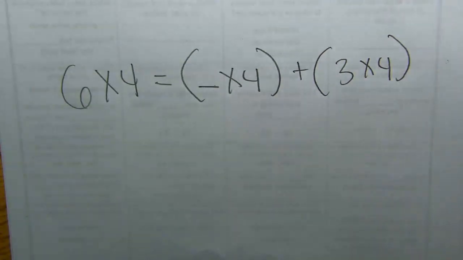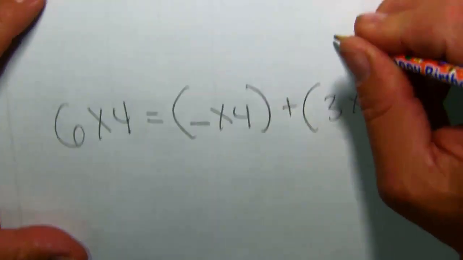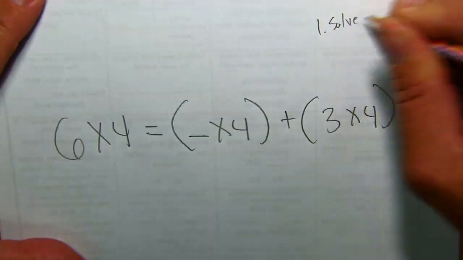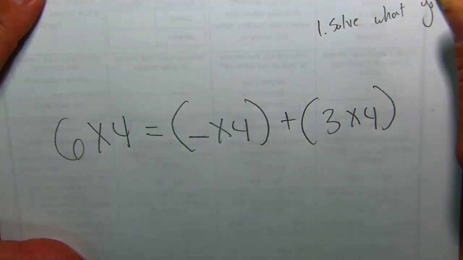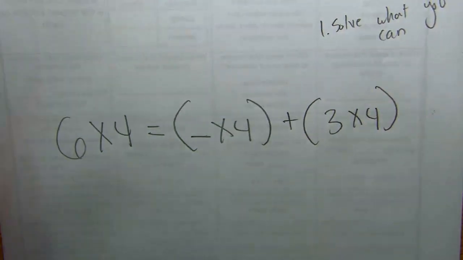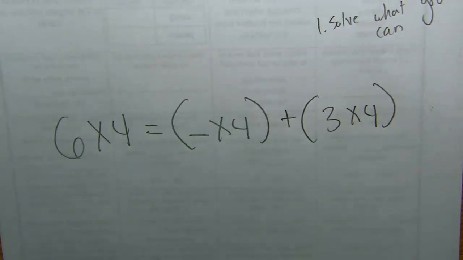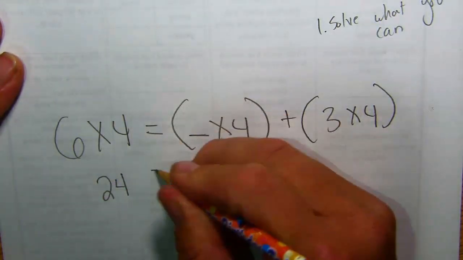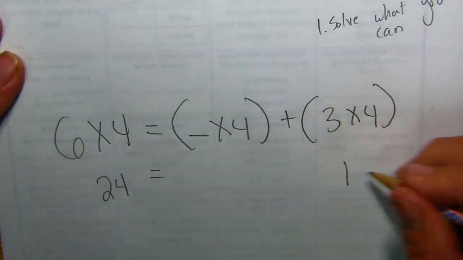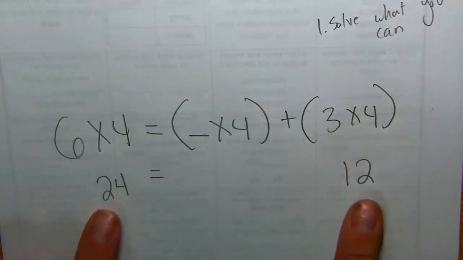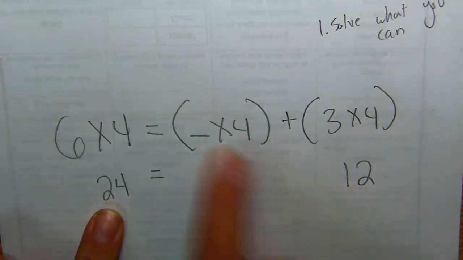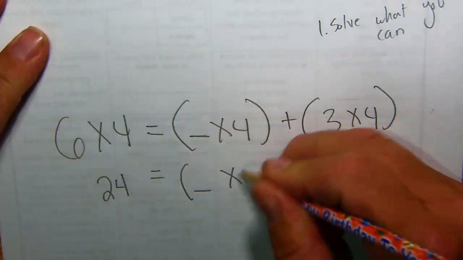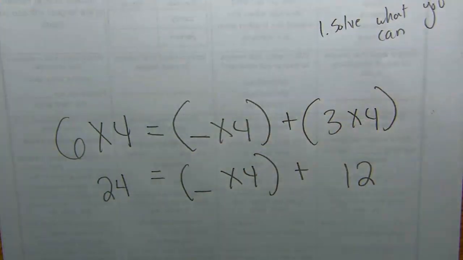When you see a problem like this, the first thing you need to do is solve what you can. Solve what you can. Because I can't solve blank times 4. I don't even know what that blank is. I do know what 6 times 4 is, though, and I do know what 3 times 4 is. See how I solved what you can? Then you're just going to want to rewrite everything else. See how I'm rewriting everything else? Solve what you can. Rewrite everything else.